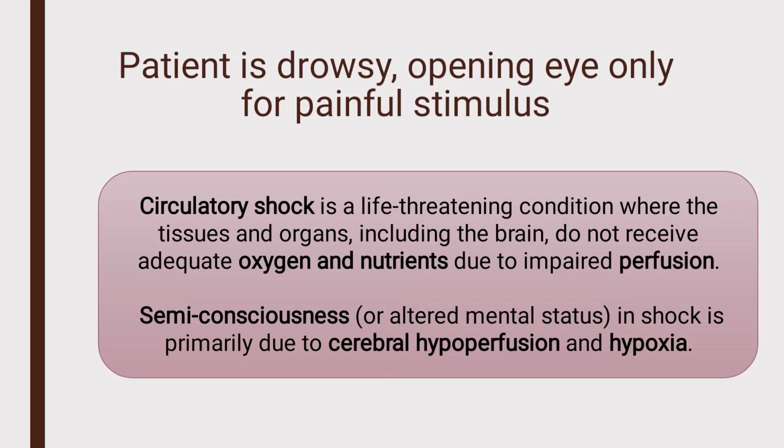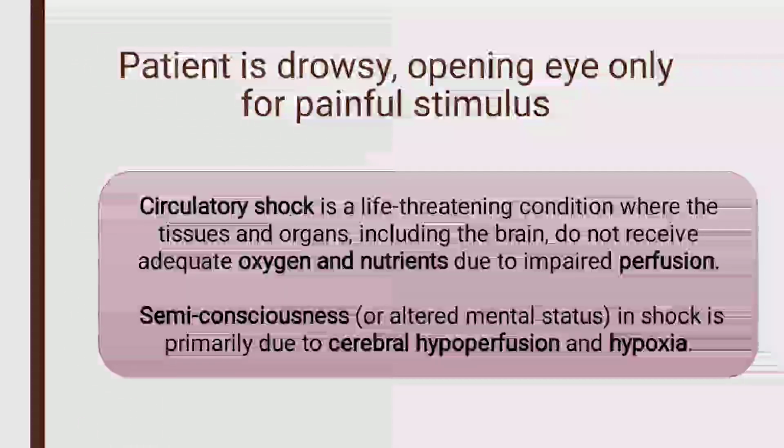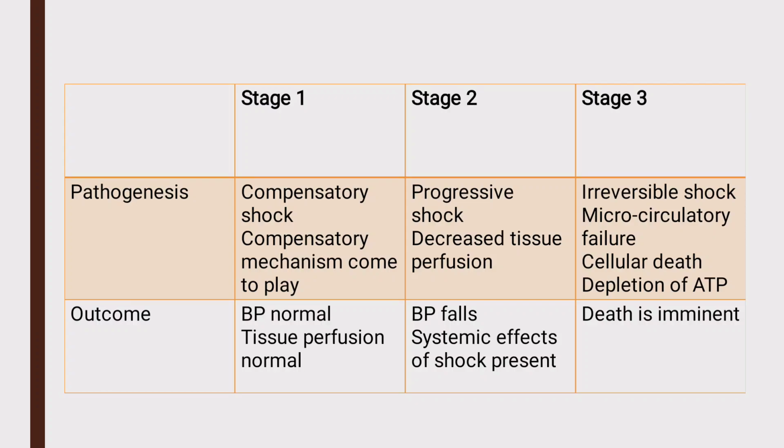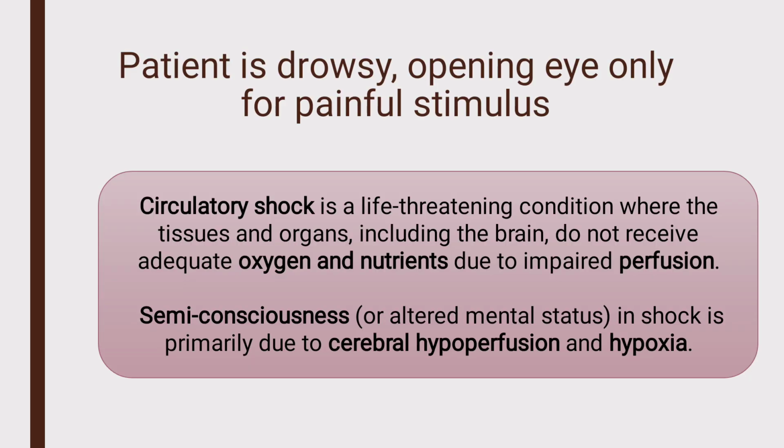Now, what is the stage of our patient? We see that the patient is drowsy, opening eyes only for painful stimulus. Circulatory shock is a life-threatening condition. Semi-consciousness in this patient is primarily due to cerebral hypoperfusion or hypoxia. If the systemic effects of shock are present, then it is stage 2 shock. So our patient is at the level of stage 2 shock.